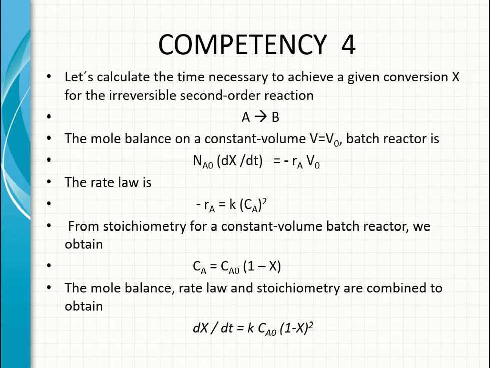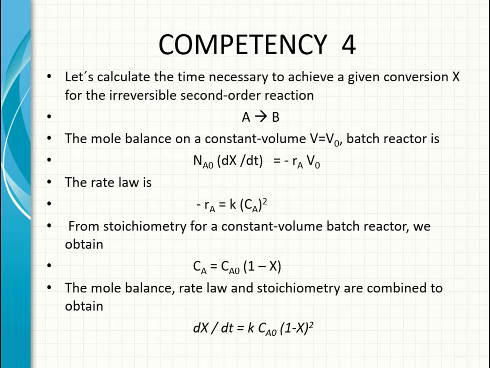The mole balance on a constant volume batch reactor, we have seen, is Na0 times dX/dt equal to minus Ra times V0. And the rate law, because they say it's a second order, is going to be minus Ra equal k, the rate constant, times the concentration of A elevated to the second power.